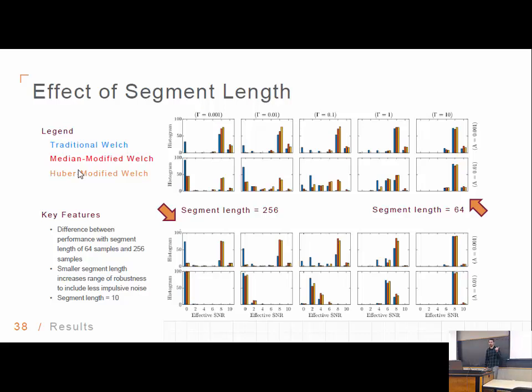This is really important to keep in mind because let's say you have some application where you're going to have some impulsive noise you want to deal with, and you know the characteristics of it. You could fit the Middleton Class A model to your noise, and if it's this scenario, you know that if you want to use the robust method, you're going to need a shorter segment length to get any advantage.